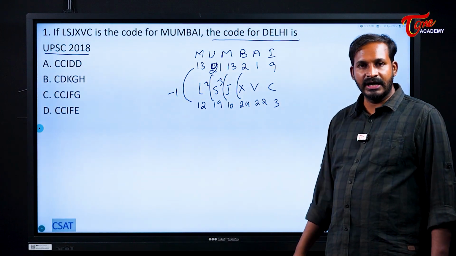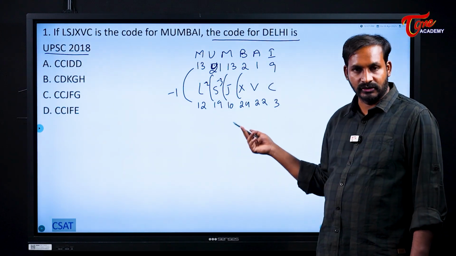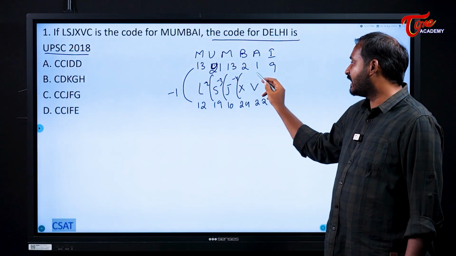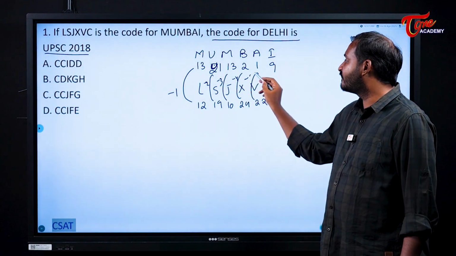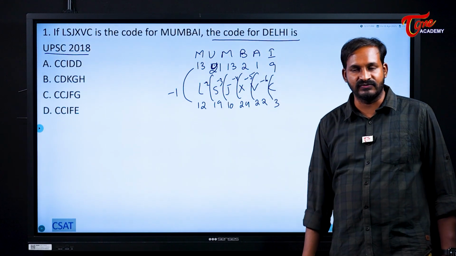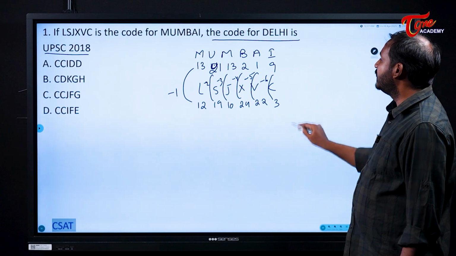Already I told you, I can write B as 28 also. So what does it become? Minus 4. I can write A as 27, minus 5 and minus 6. So what is happening here? Minus 1, minus 2, minus 3, minus 4 and so on up to minus 6. Then how is Delhi coded?